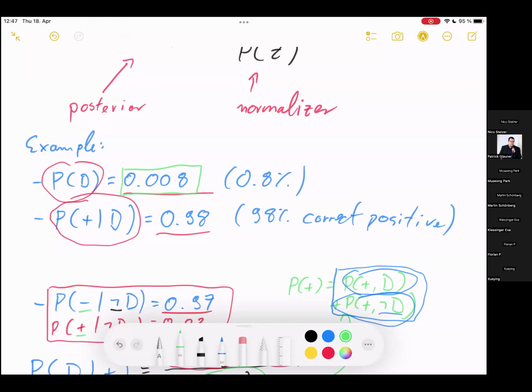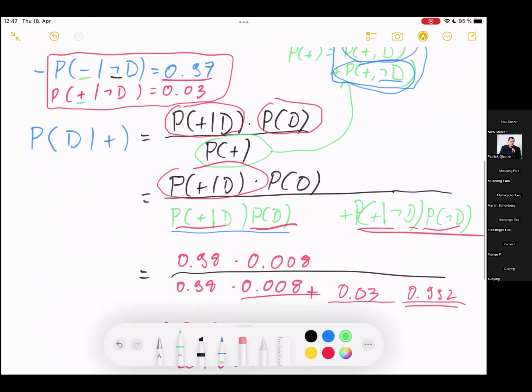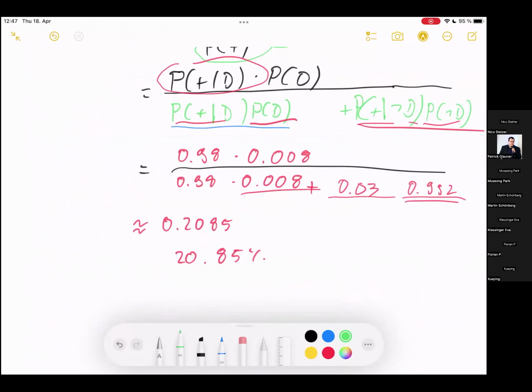If this prior goes up, and if the correct positive goes up and so forth, obviously this result would also go up. But so far, with these values, it's only 20.85%.